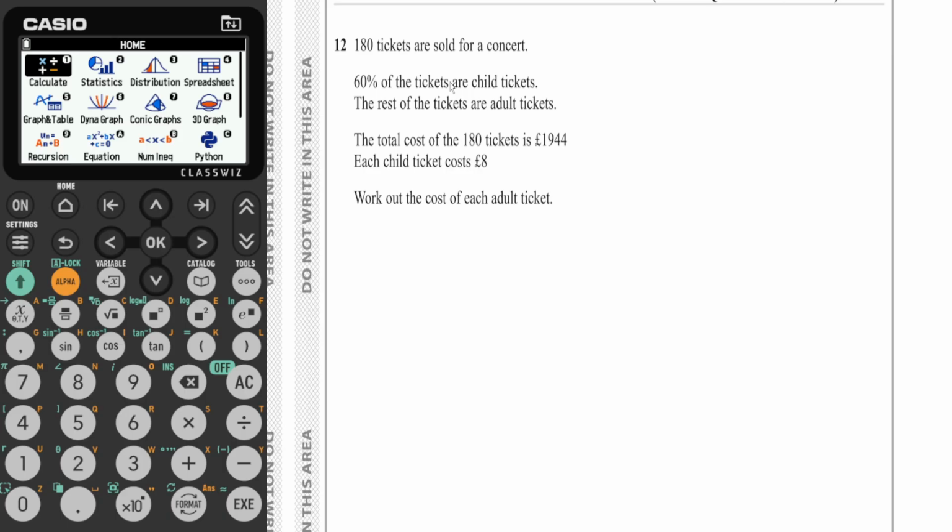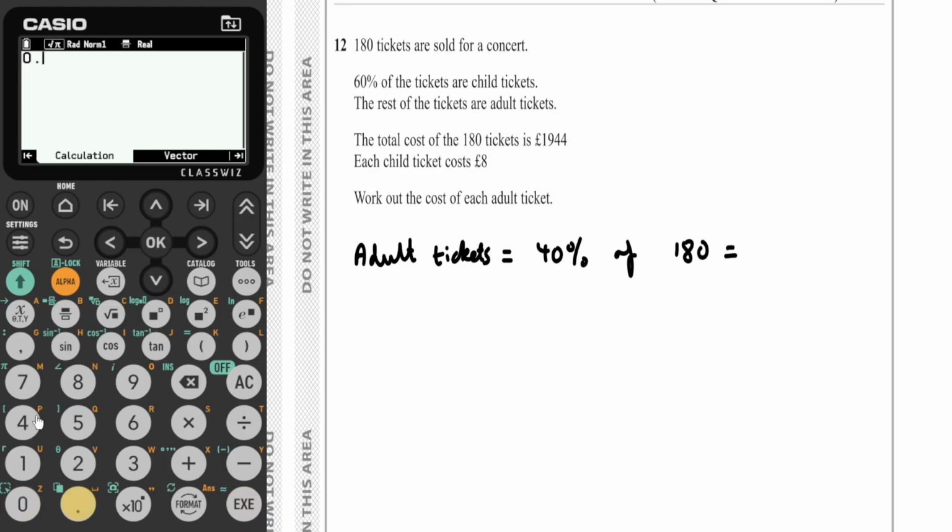Well, what we can do first of all is find out how many adult tickets there are. If 60% are child tickets, that means 40% will be adult tickets. So for adult tickets, that's equal to 40% of 180. So let's work this out. We have 40% of 180, which is 72. So we have 72 adult tickets.